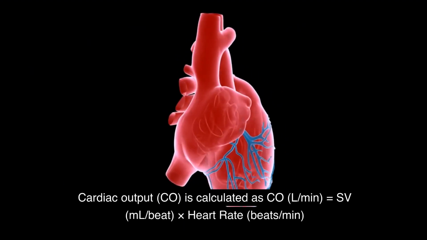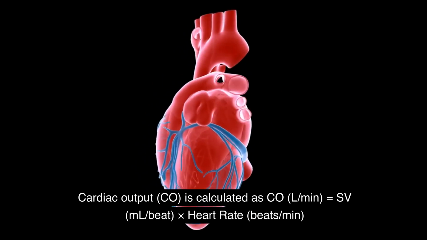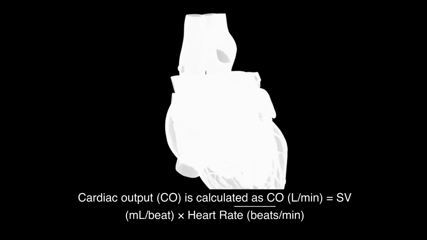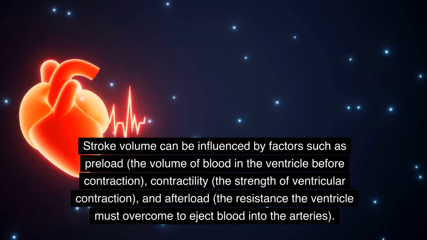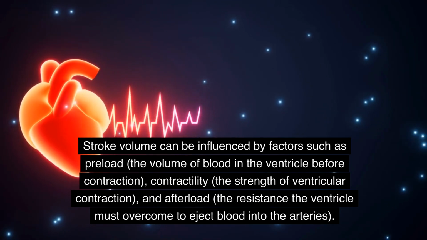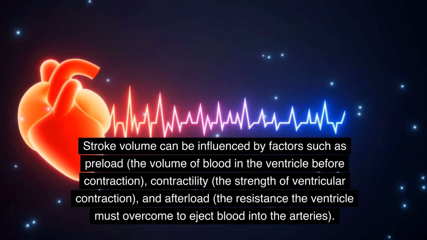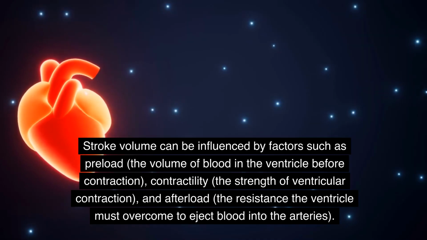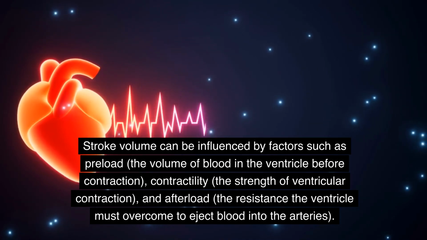Cardiac output, CO, is calculated as CO (L/min) equals SV (mL/beat) times heart rate (beats per minute). Stroke volume can be influenced by factors such as preload, the volume of blood in the ventricle before contraction, contractility, the strength of ventricular contraction, and afterload, the resistance the ventricle must overcome to eject blood into the arteries.